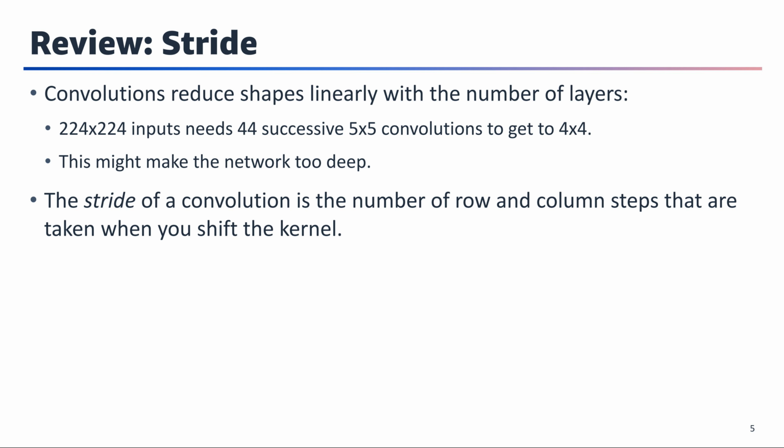Convolutions reduce the spatial dimensions of the input linearly with the number of layers applied. For example, if we start with a 224 by 224 input image, we would need 44 successive 5 by 5 convolutions without padding to reach a 4 by 4 output size. This linear reduction in spatial dimensions can make the network excessively deep, which is undesirable. The stride refers to the number of row and column steps taken when shifting the kernel across the input.